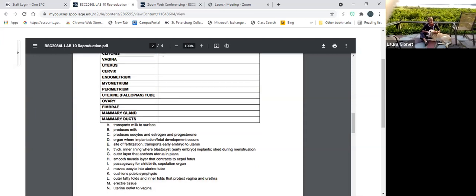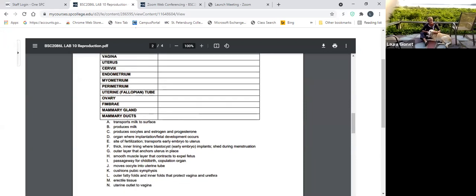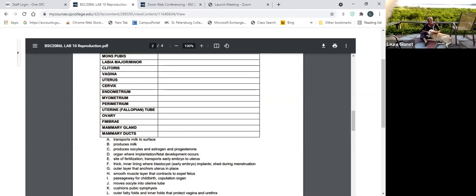Okay, then we have the structure that cushions the pubic symphysis. That's your mons pubis up at the top. L, the outer fatty folds and inner folds that protect the vagina and the urethra. That's again up on top, the labia majora and minora.